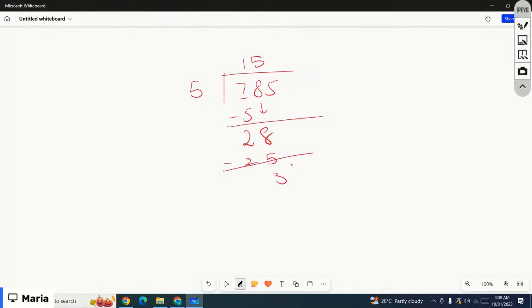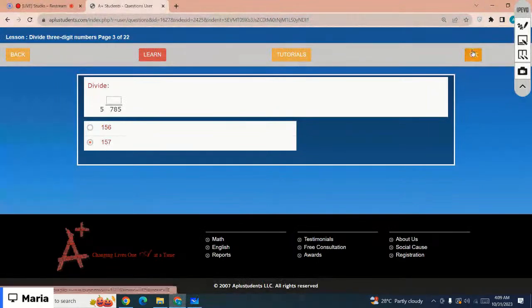28 take away 25 is 3. Now bring the next digit down. You have to count the table of 5 until 37. So which is the correct option? We can go for 5 times 7 is 35, right? So that means 785 divided by 5 is 157. The correct option is 157, right?